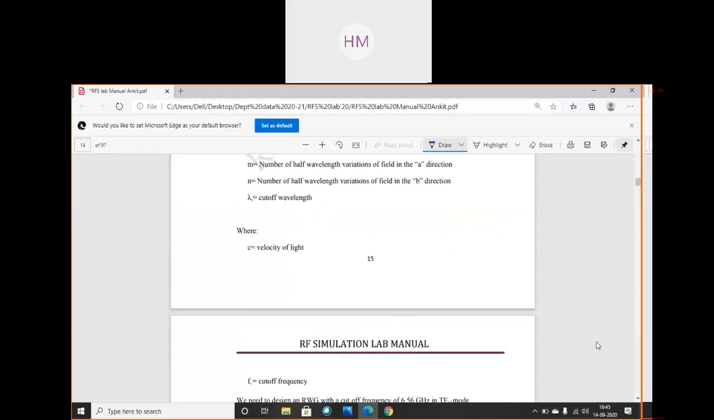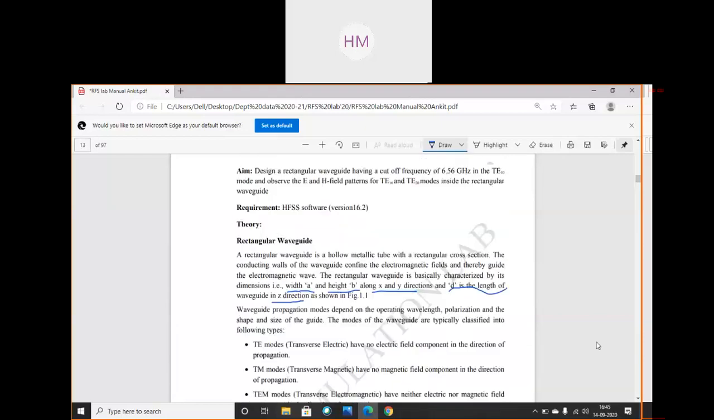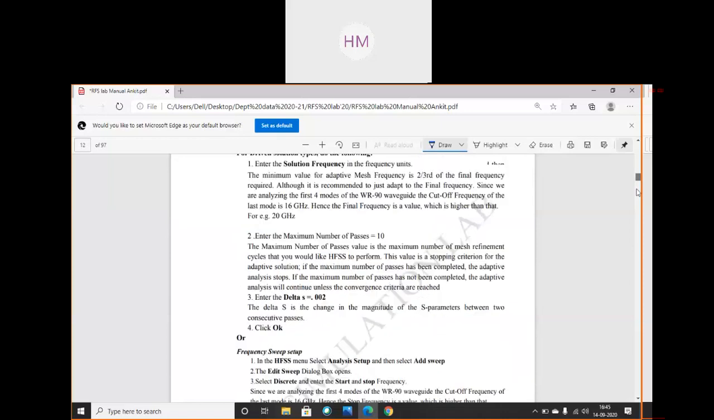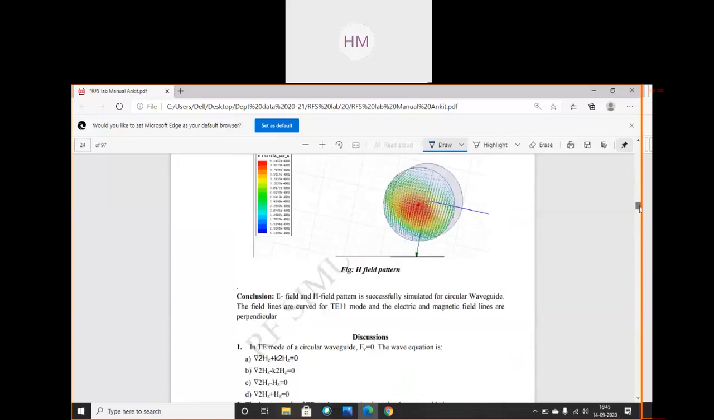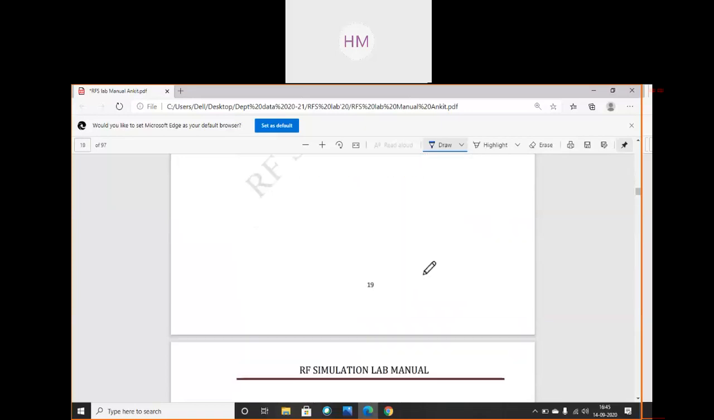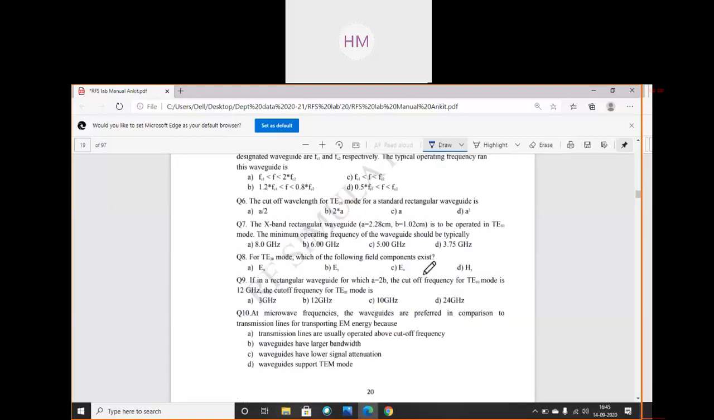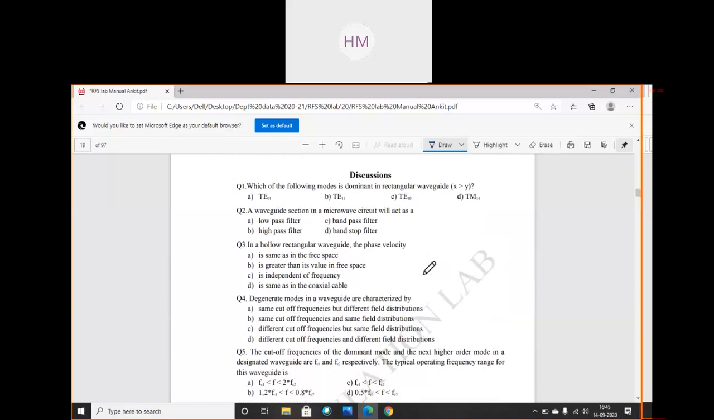So complete all these things in your copy. Start writing the experiment, and if you have any doubt in this, you can ask. We have few questions also. Can you answer which of the following modes is dominant in rectangular waveguide? Can you tell me? Dominant mode in rectangular waveguide.